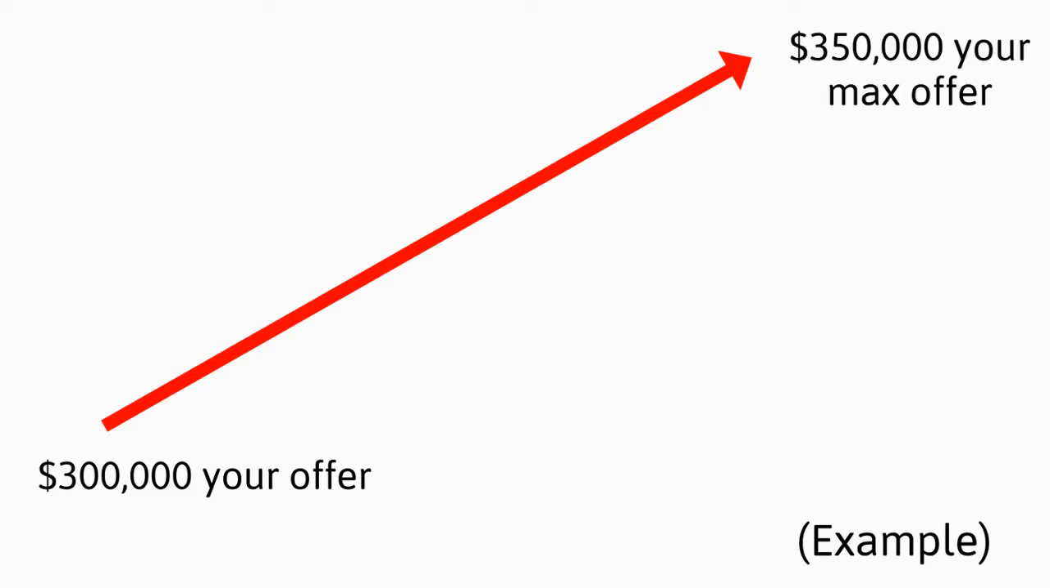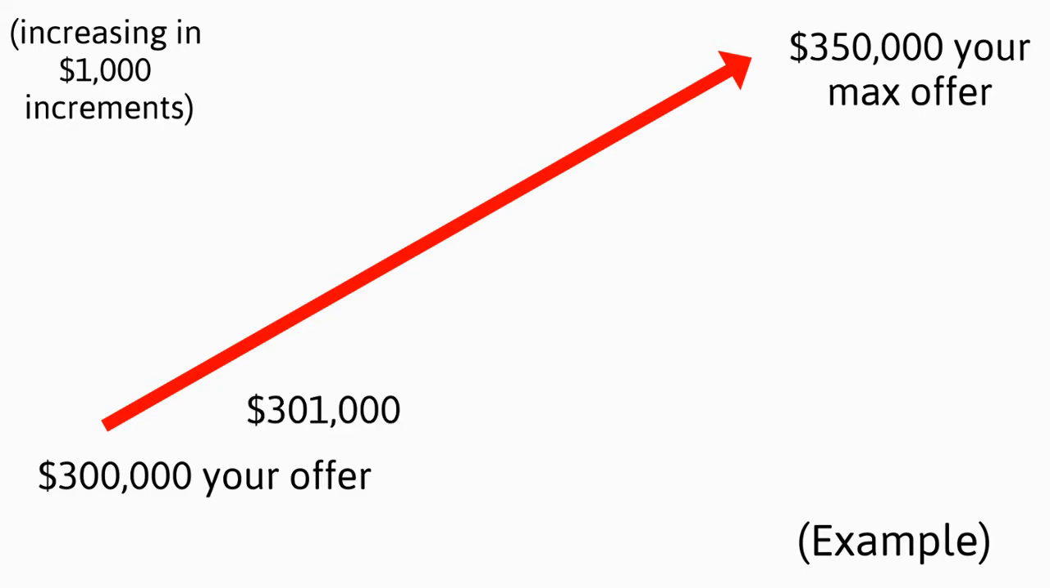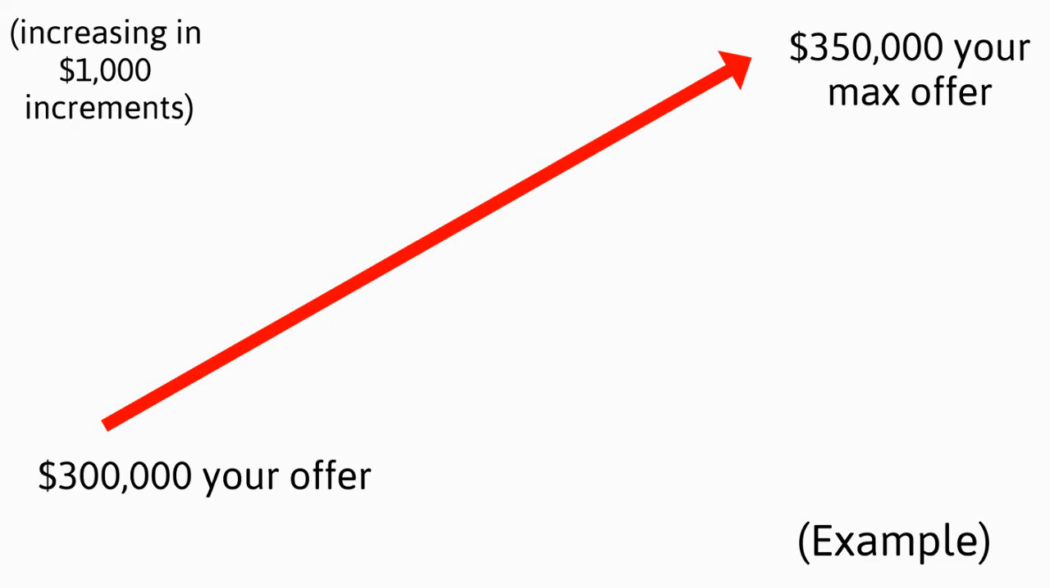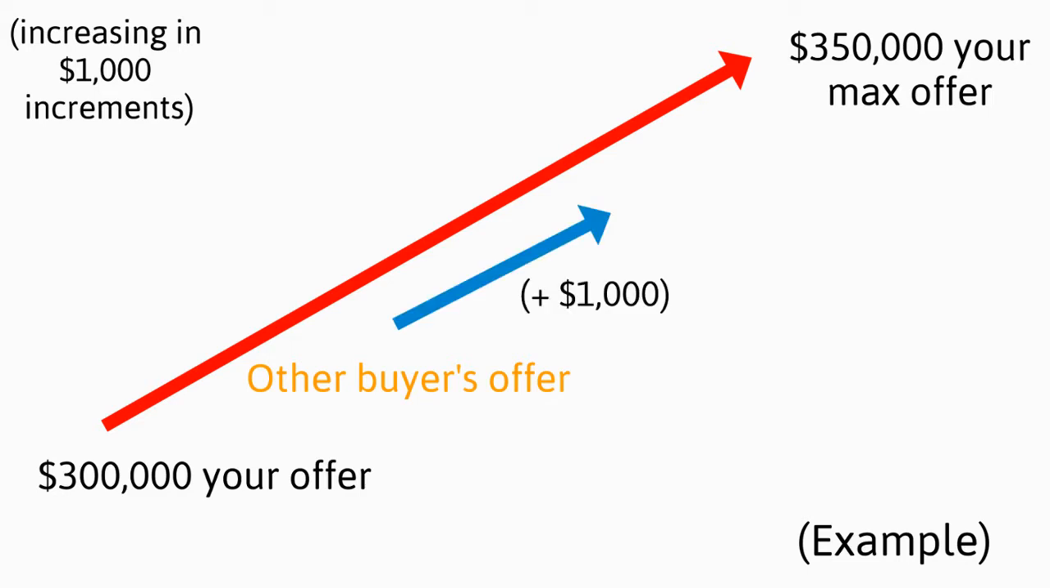Here's how it works. You would submit the offer maybe for $300,000. Here's your initial offer, $300,000, and you're willing to go up to $350,000. It's a tiered approach. So if you choose an increment of $1,000, we'll say, you're going to go from $300,000 to $301,000, $302,000, $303,000, $304,000, all the way up to $350,000. And your offer would stop $1,000 above the next highest offer.